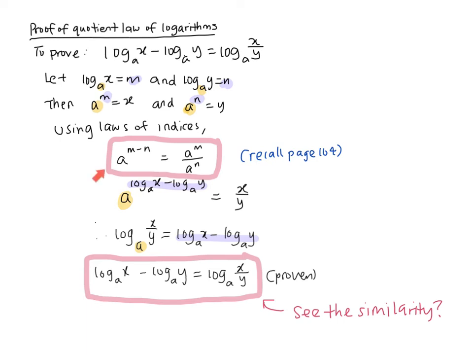Notice how in the exponential form, a raised to the power of the difference of m and n will give you the fraction that's on the right hand side. So similarly, in the logarithmic form, a raised to the power of the difference of these two will give you the fraction x over y.